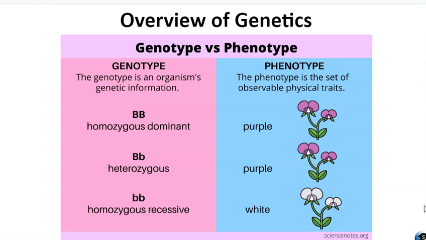The genotype is the genetic blueprint. The phenotype is how that blueprint is expressed. It's a combination of what's in your genes plus the environment that you grew up in. So your physical appearance, those kinds of things are phenotypes.